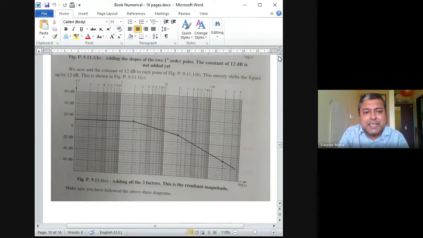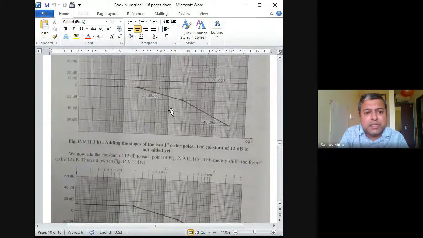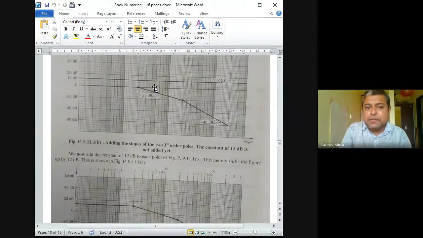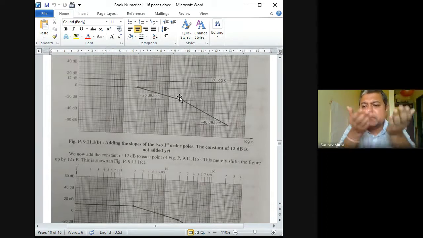What they have done here initially, they have not joined the 12 dB line. So first they have just added the slopes. Starting from 2 it's 20 dB per decade, starting from 20 it's 40 dB per decade. Whatever they have got, now they have given it a shift, a DC shift of 12 dB.